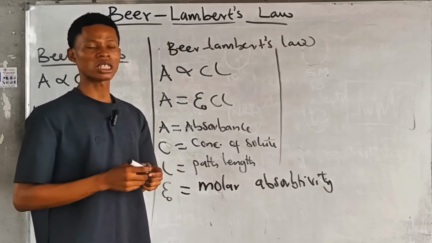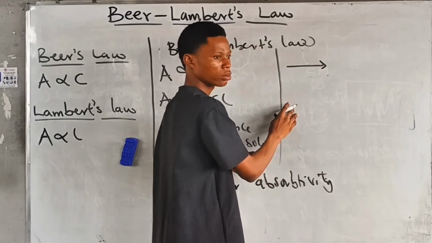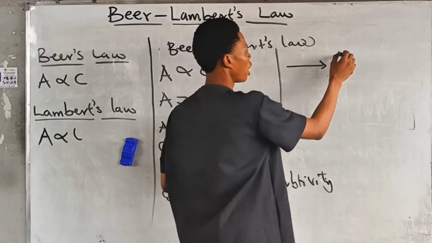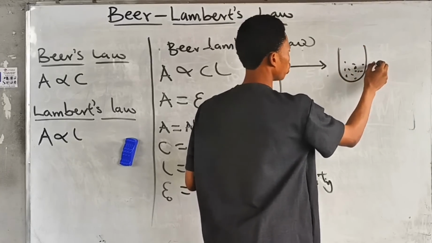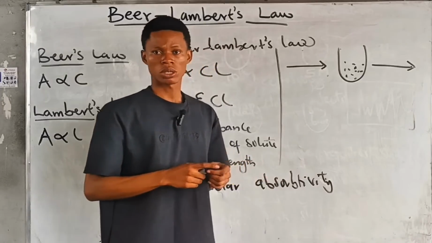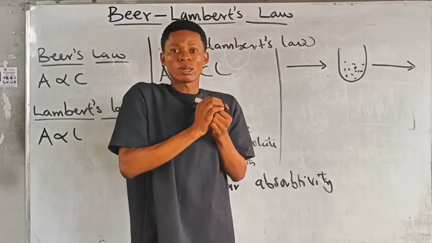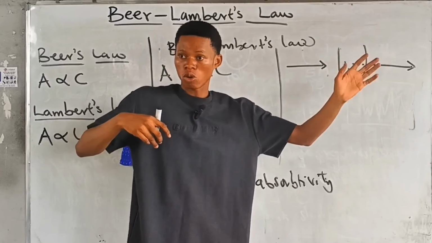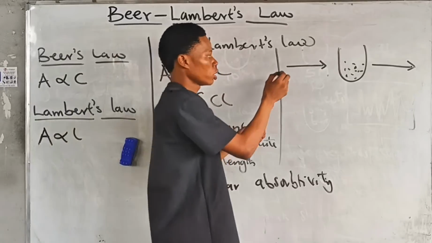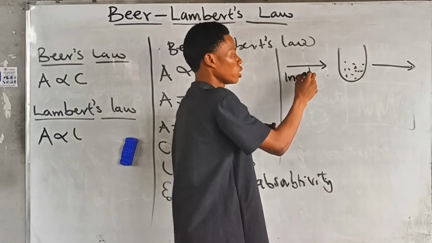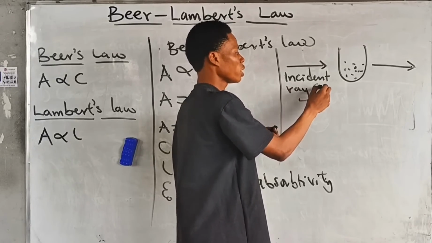But before I give you the alternative formula, now look at this. If you have something like this, this is the ray of light, and you have your material here that you want to test. You agree with me that it is not all the light that you place on the substance that will be absorbed, right? Some will pass through the material and go out. This light that you put on the material is called the incident light or incident ray. Incident ray is given as I naught.